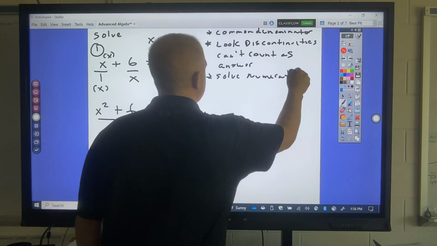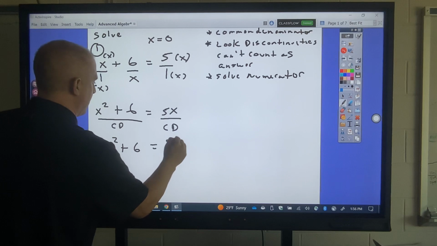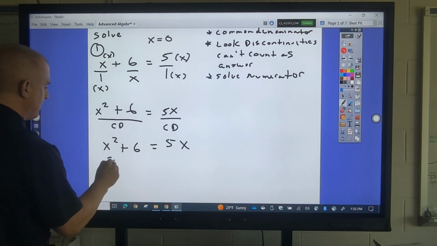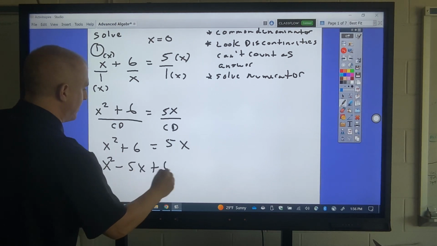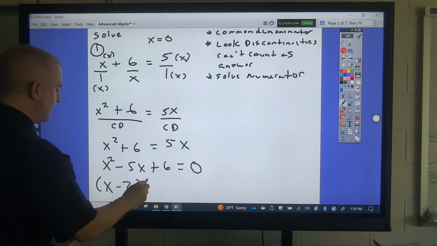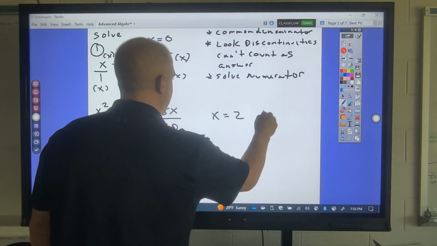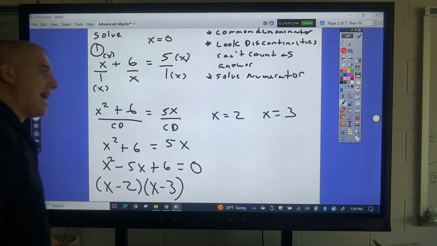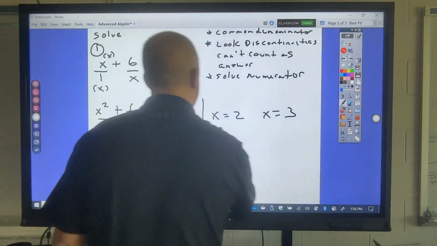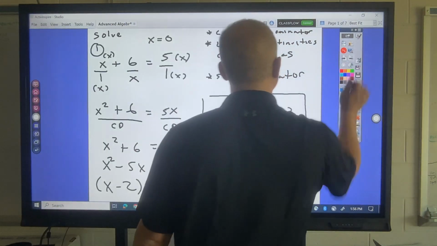So what that's going to look like is x squared plus 6 equals 5x. Now this is a quadratic, so we want to move that back. That's going to be x squared minus 5x plus 6 equals 0. If I factor that, that would be x minus 2, x minus 3. If I solve those factors, that'd be x equals 2 and x equals 3. The only thing I had to be nervous of is if I got 0. These are okay, so that's going to be my answer.